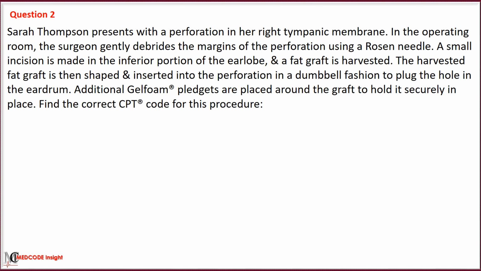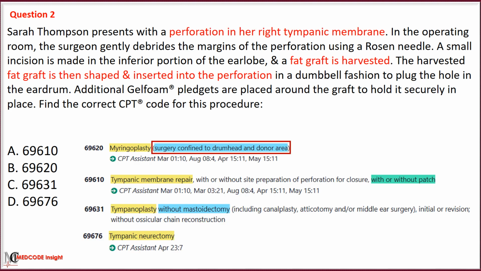Find the correct CPT code for this procedure. Option A with code 69610, option B with code 69620, option C with code 69631, option D with code 69676. In this scenario, surgical repair of the perforation of the eardrum is performed.